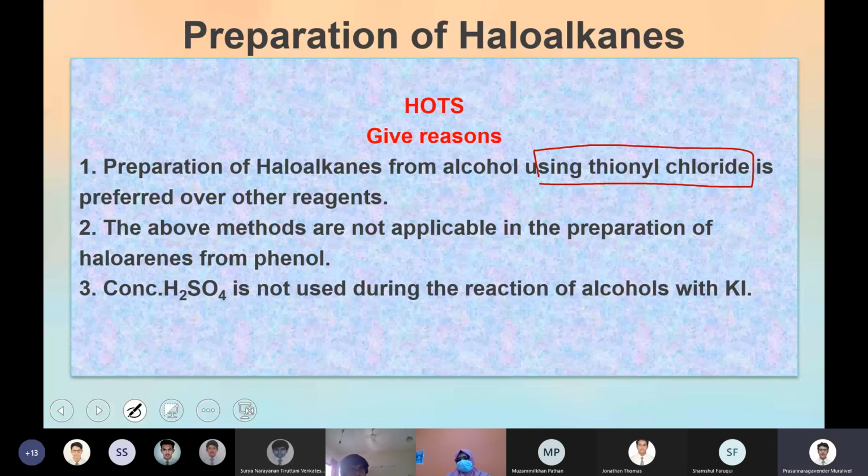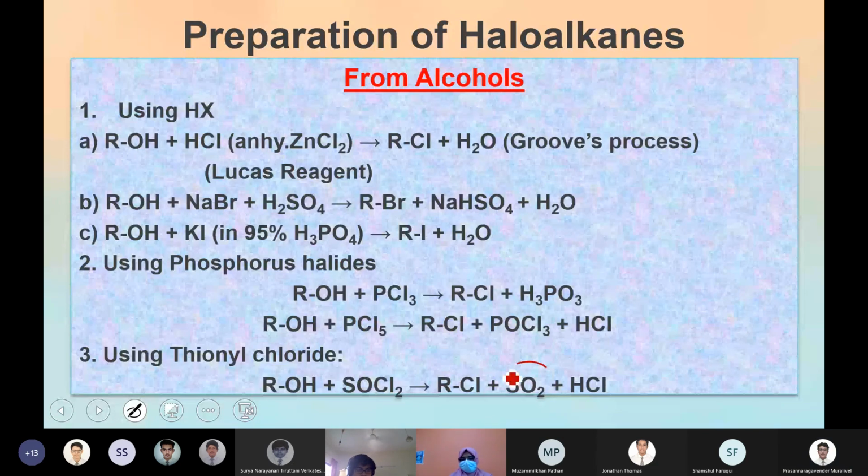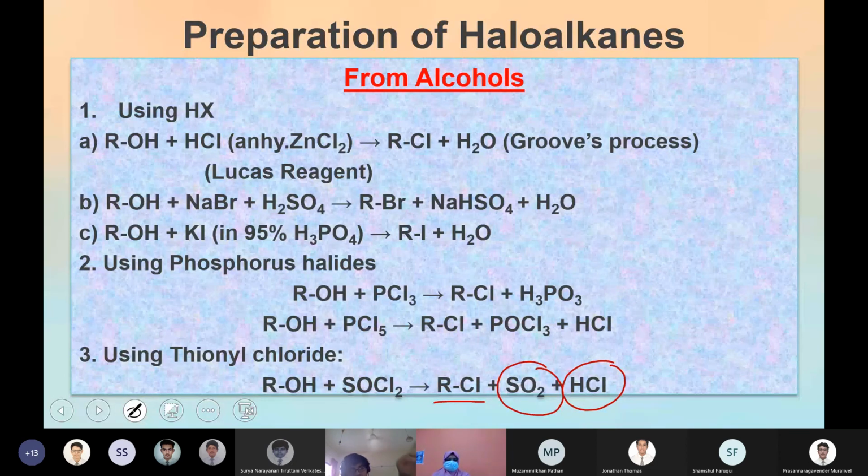You can just brief it and write it. If you look into the equation, the SO2 and HCl both are in gaseous state. So no other separation technique is required to get the product. The product is already available in pure form.